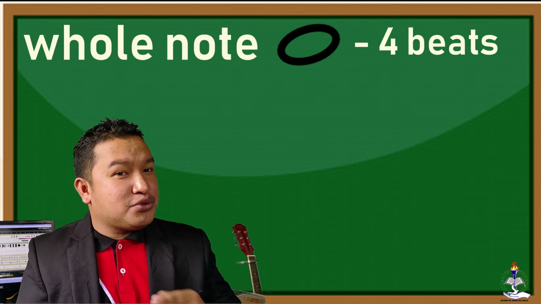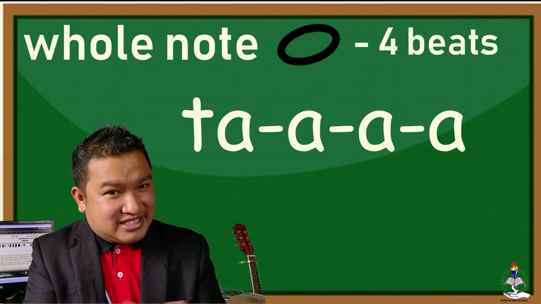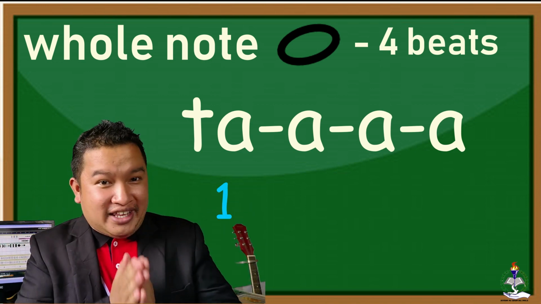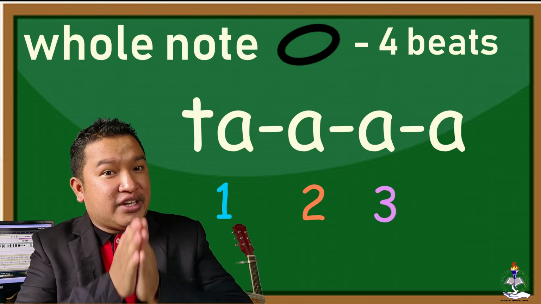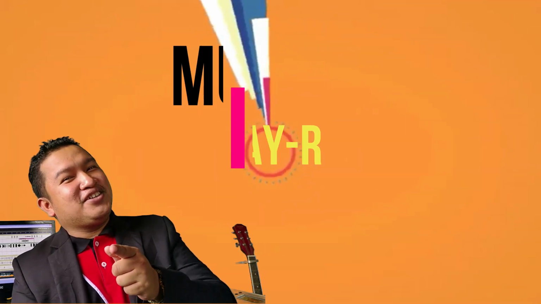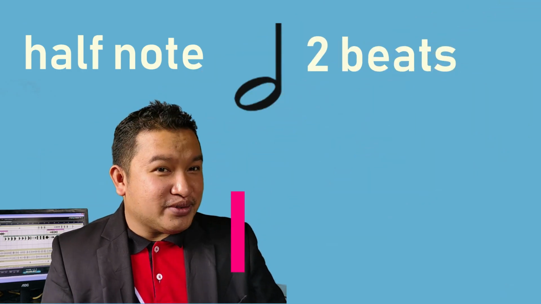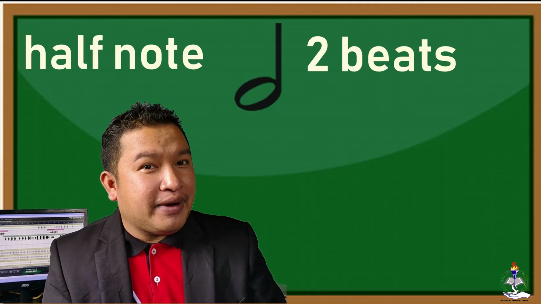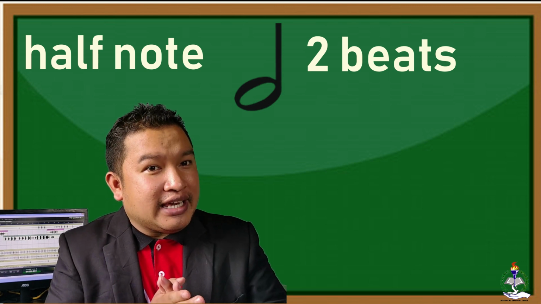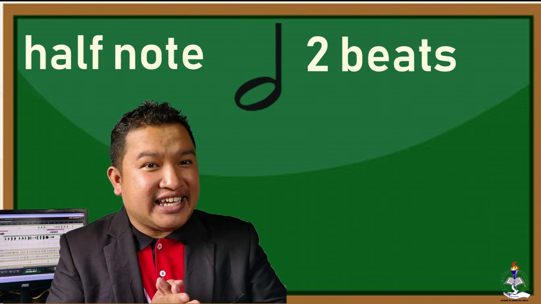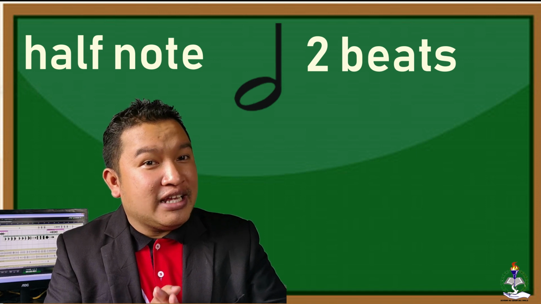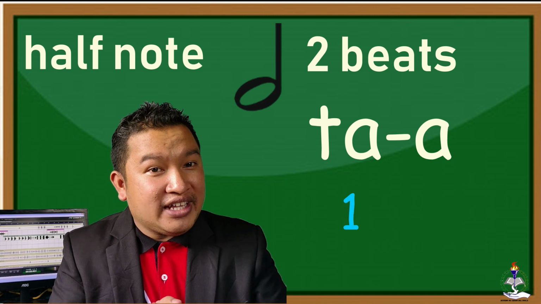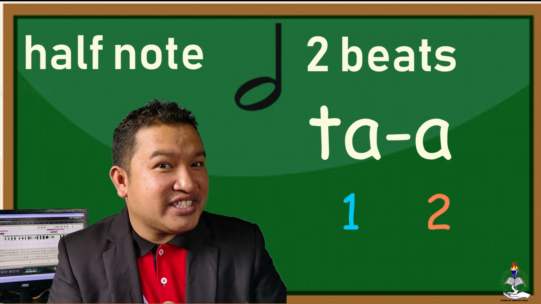1, 2, ready, start. Ta. 1, 2, 3, 4. Very good. For half note, it has 2 beats and you will do it by clapping once and then prolong until the 2nd count by saying the syllable ta, or simply count 1, 2. Did you understand?